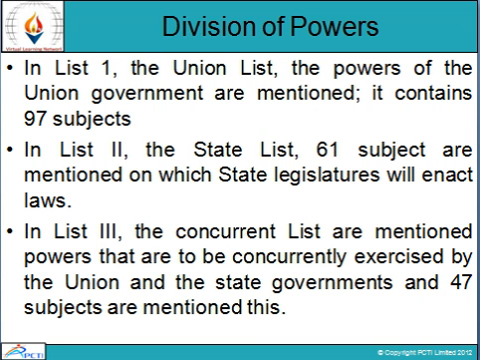In List 1, the Union list, the powers of the Union government are mentioned. It contains 97 subjects. In List 2, the state list, 61 subjects are mentioned on which the state legislature will enact law. In List 3, the concurrent list, are mentioned powers that are to be concurrently exercised by the union and the state governments, and 47 subjects are mentioned in this list.